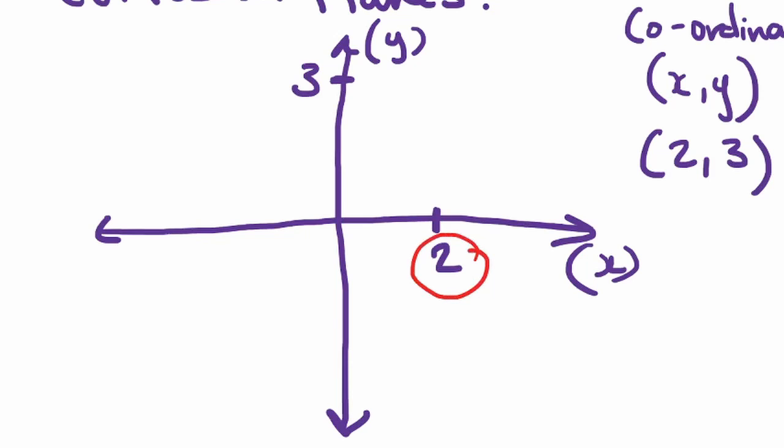Okay, so we read our 2 first. It always goes X and then Y. So our Y value is 3 and our X value is 2. And therefore we would place our coordinate where it's 2 on the X-axis and 3 on the Y-axis. Now, you wouldn't be drawing those lines in. They were just there to help you recognize where you stick your dot on your Cartesian plane.